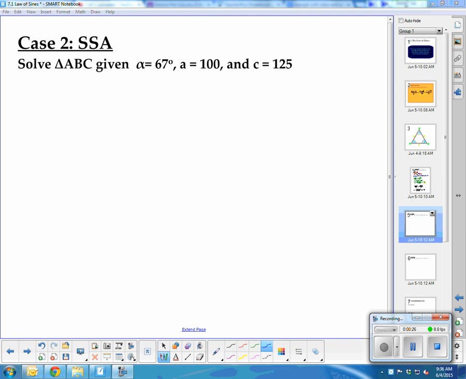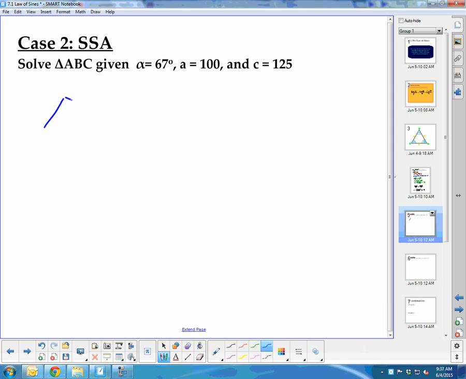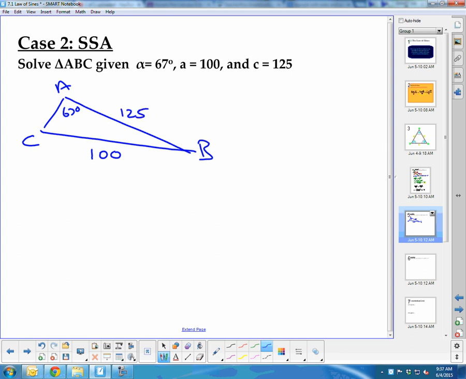We have a triangle ABC with alpha being 67 degrees, side A being 100 units, and side C being 125 units. So if I have some sort of oblique triangle, and I label it A, B, C, alpha is 67 degrees, side A is 100, and side C is 125. So I've got to figure out two angles, the measurement beta, the measurement gamma, and one side, the side length B.